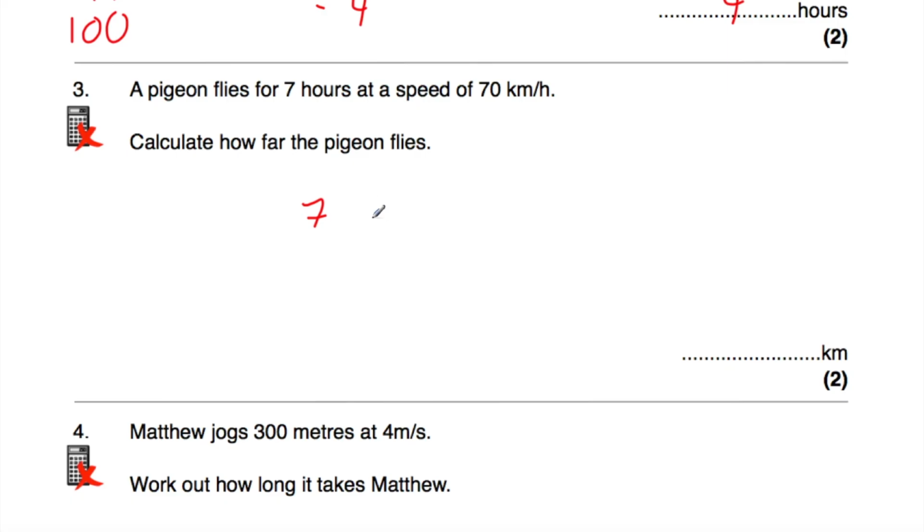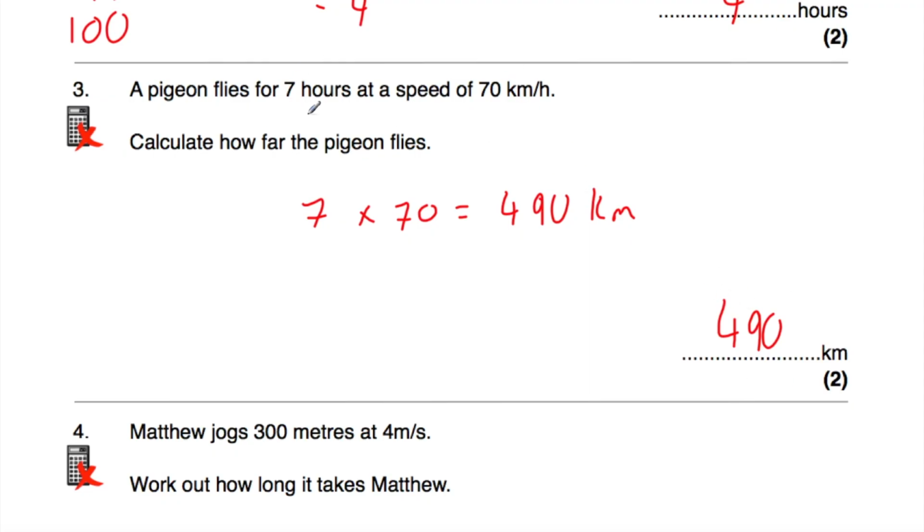So if we do 7 multiplied by 70, so 7 lots of 70, 7 times 7 is 49. Then there's a 0 on the end, so it's going to be 490. So that means the pigeon would fly 490 kilometers. And that's it. So if the pigeon flies at a speed of 70 kilometers an hour, and it flies for 7 hours, there's going to be 7 lots of 70, which is 490 kilometers.